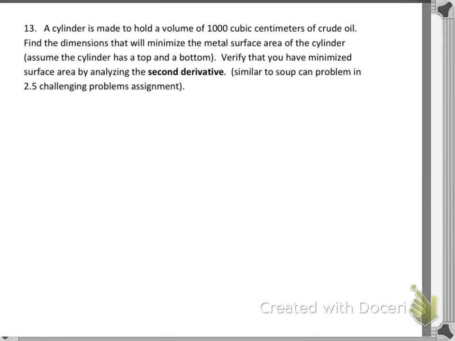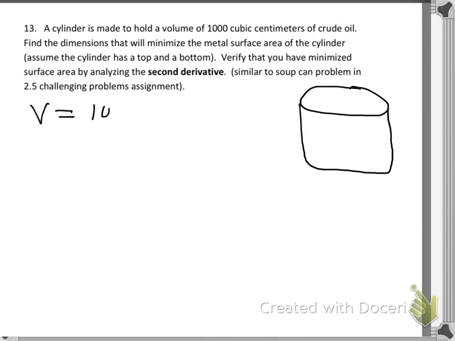Okay, here's another optimization problem, and in this case we are talking about a cylinder. So it says a cylinder is made to hold a volume of 1,000 cubic centimeters of crude oil. So probably the first thing I would do is do a little sketch of what the cylinder looks like. Okay, so it's telling me that the volume is 1,000 cubic centimeters.